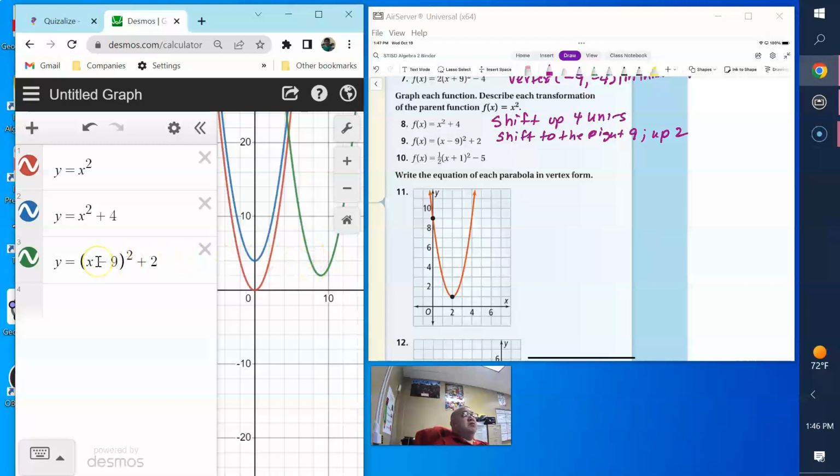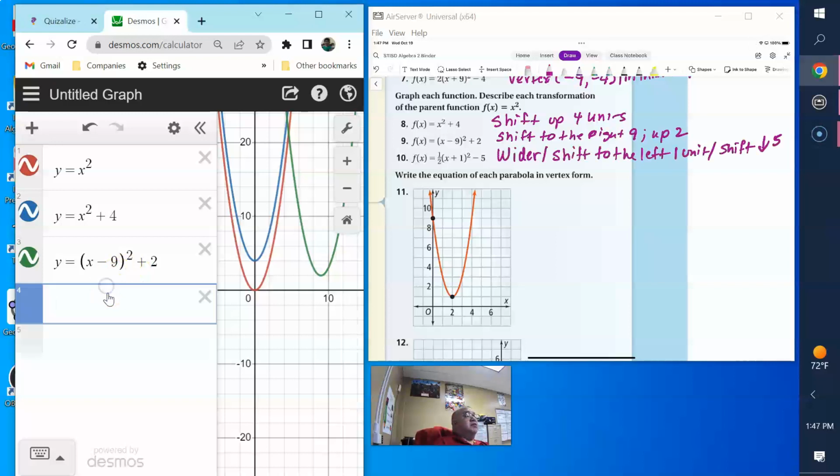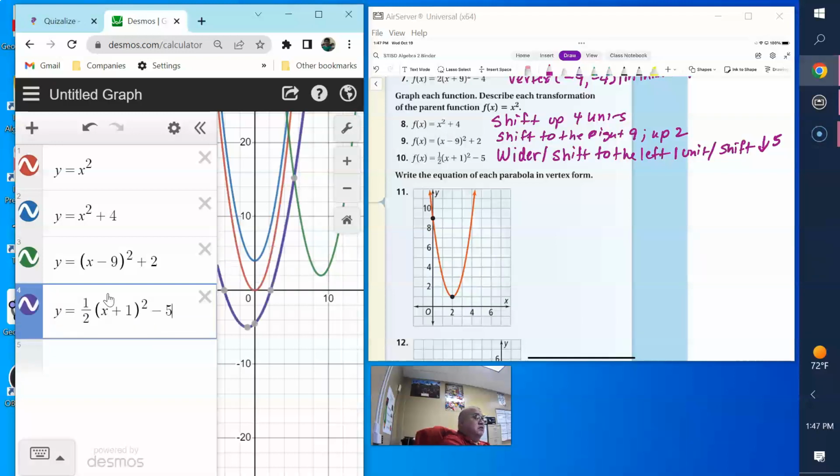And it did get narrow by a factor. No, it didn't get narrow, so it's number 10. That 1/2 means it's going to get wider. The plus 1 is going to shift to the left 1 unit, and then minus 5 it's going to shift down. So if you want to see that, I'm going to go ahead and graph it there also. Y equals 1/2 (x plus 1) squared minus 5. And you notice it did get wider, it did go to the left, and it did go down 5 units.